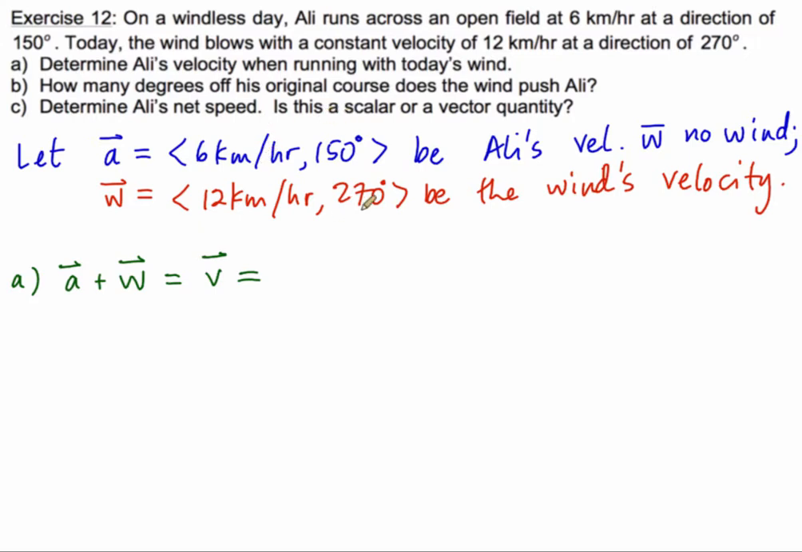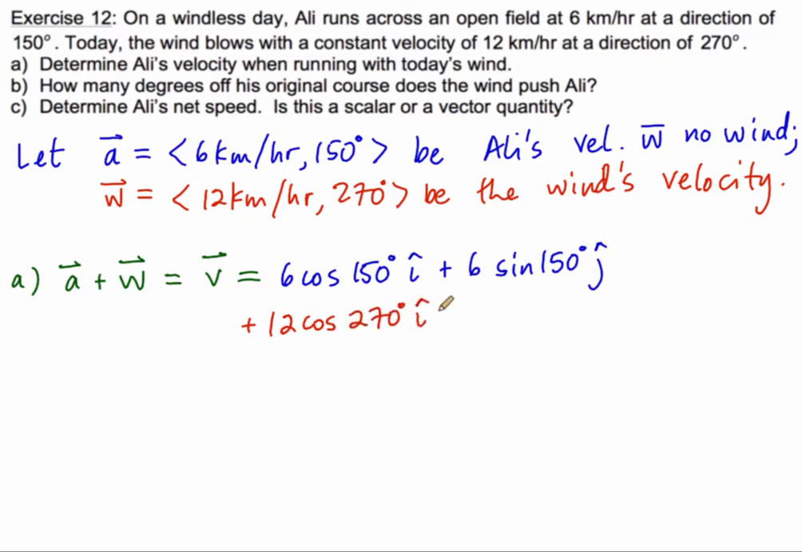of the angle. So I'm going to use standard vector notation and have 6 times the cosine of 150 degrees i hat plus 6 times the sine of 150 degrees j hat added to 12 times the cosine of 270 degrees i hat plus 12 times the sine of 270 degrees j hat. And right away, I know that the cosine of 270 degrees is 0, and so I don't have a horizontal component of the wind's velocity alone.